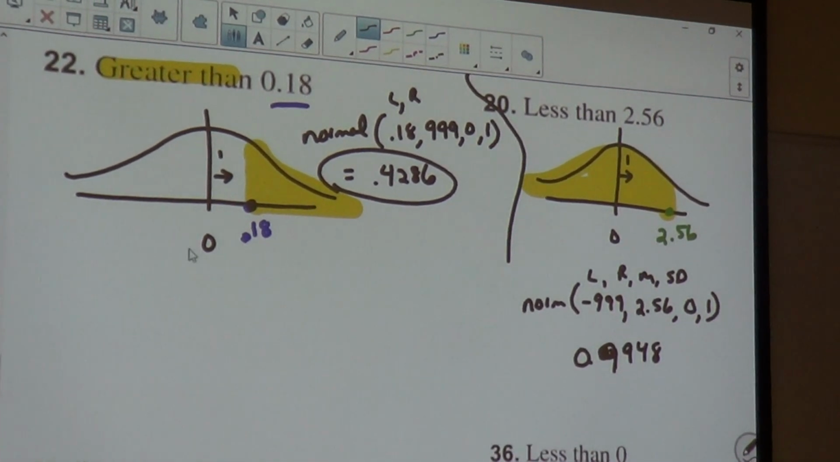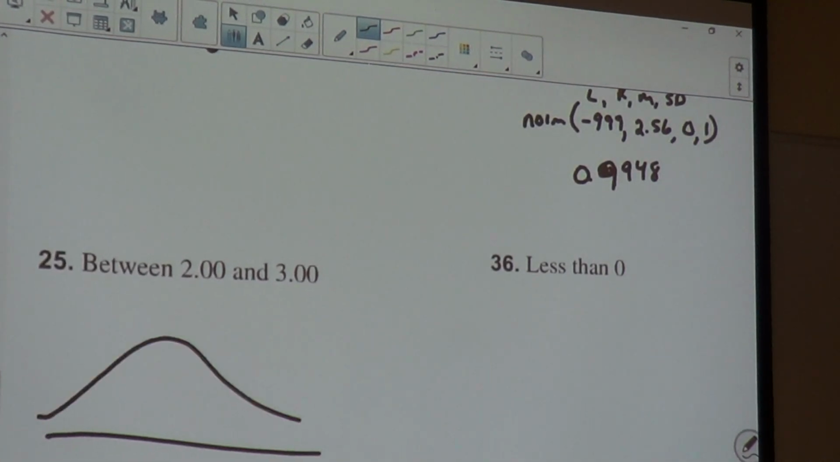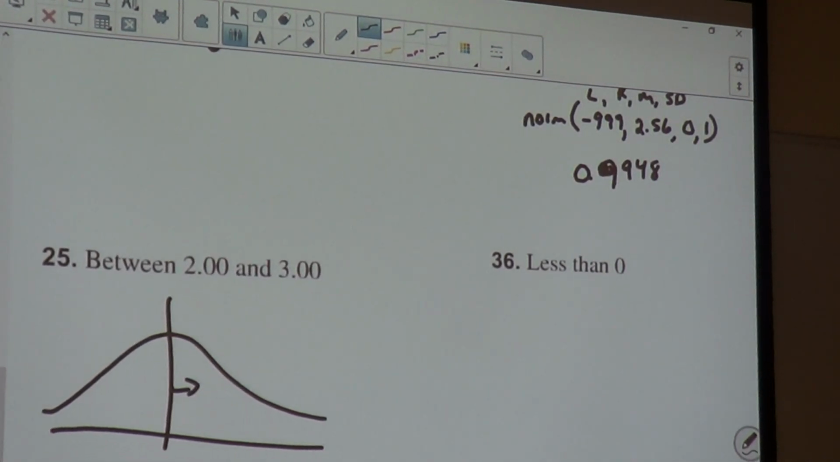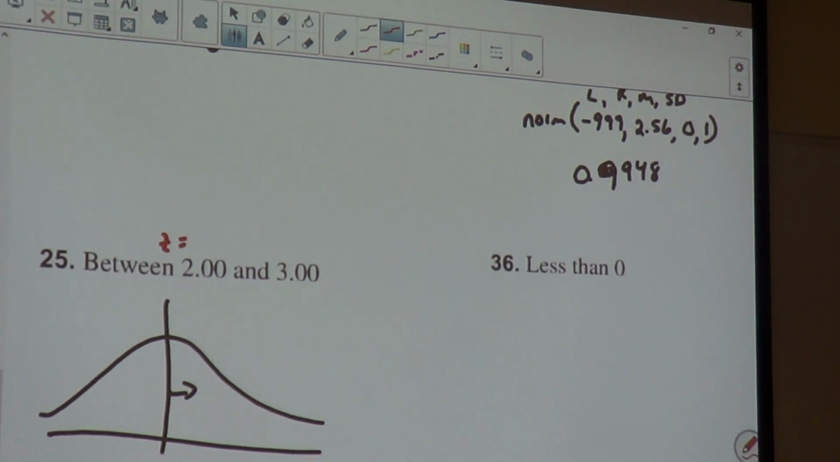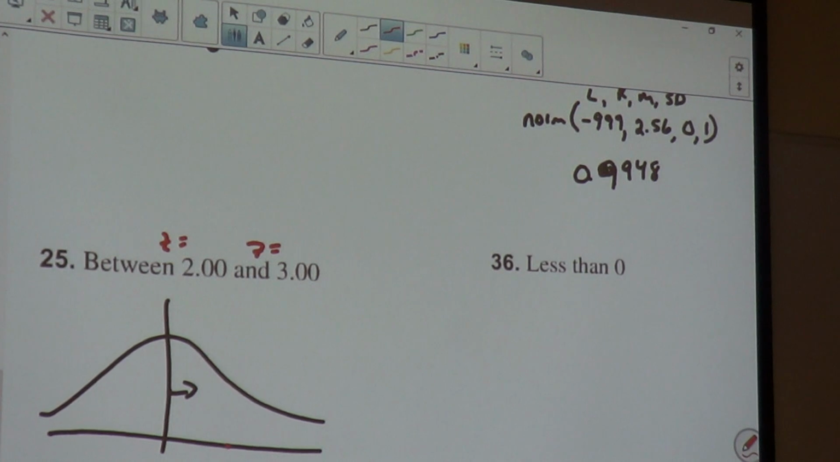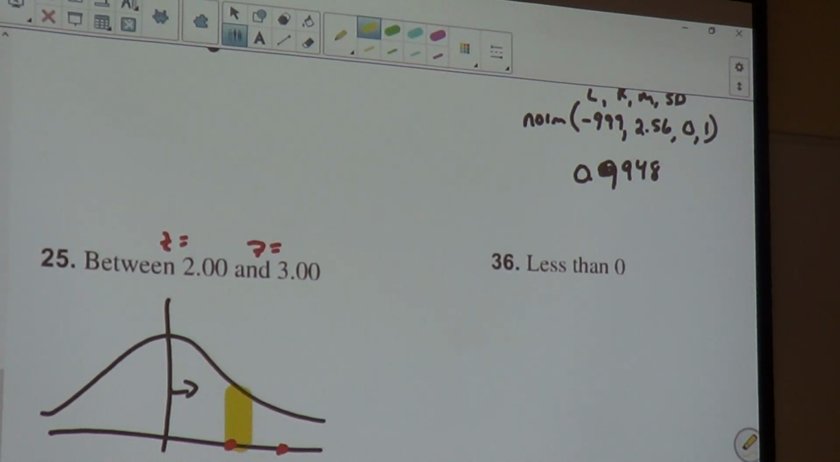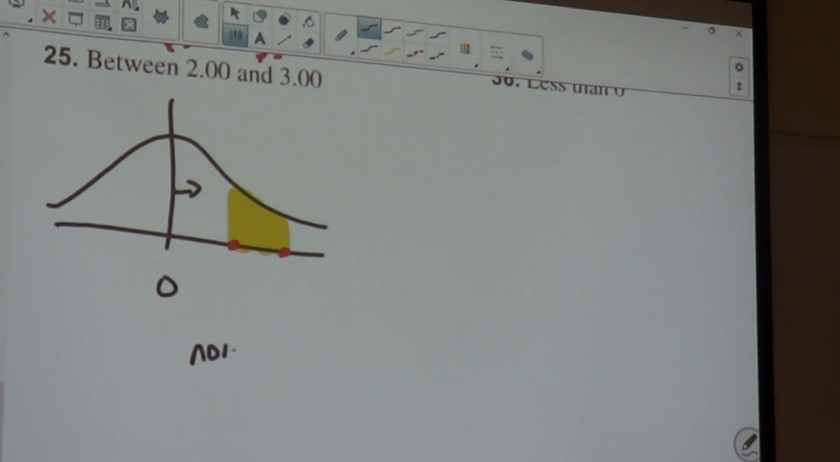Okay? Between 2 and 3. So if I were to draw it, these are my Z's. So where would 2 be? The right. And where would 3 be? The right. And my shading is between 2 and 3. I'm finding the area, so that would be the normal CDF.